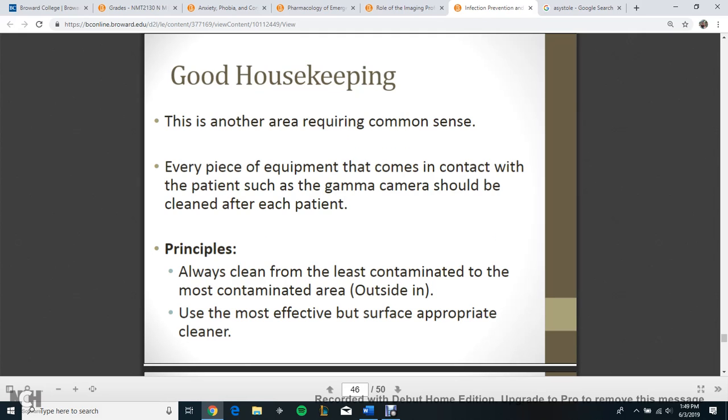Good housekeeping. This is another area requiring common sense. Every piece of equipment that comes in contact with the patient, such as gamma cameras, should be cleaned after each patient. Principles: always clean from the least contaminated to the most contaminated area, outside in. Use the most effective but surface-appropriate cleaner.